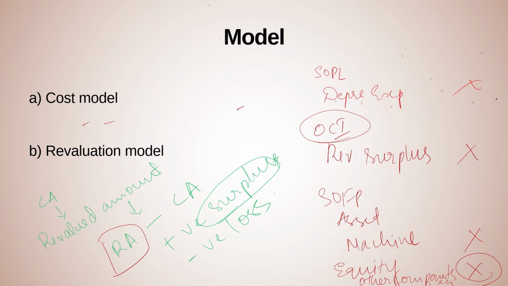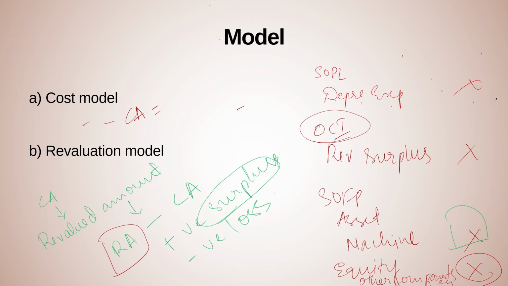So under cost model, we have to identify only carrying amount, and that carrying amount will be shown under machine. Under this machine area, here we will show carrying amount, but in terms of revaluation model, here we show revalued amount, and any surplus will be shown under OCI as well as under equity, SOFP, equity area, other components of equity.